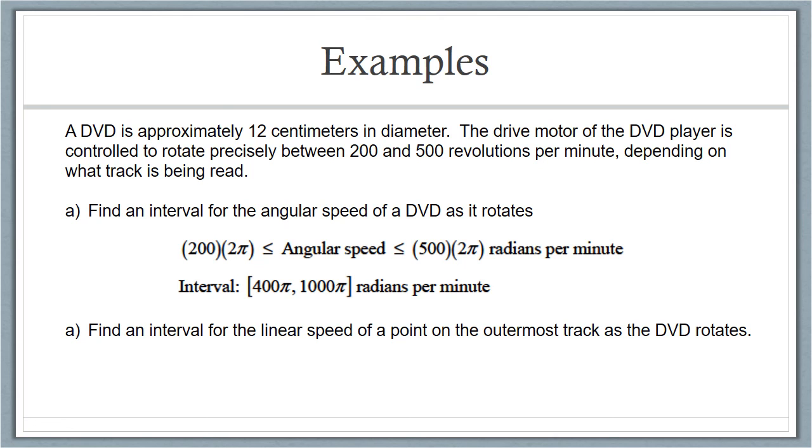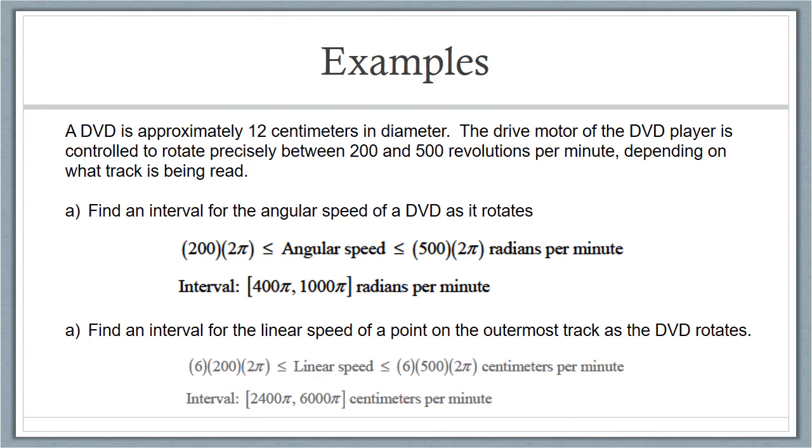And then we're supposed to find the interval for the linear speed of a point on the outermost track. Now remember what we said, the linear speed is going to be highest on the edge of the circle. So let's see, the radius is 6, so it's going to be 6 times 400 pi and 6 times 1000 pi. So the interval is between 2400 pi and 6000 pi centimeters per minute.